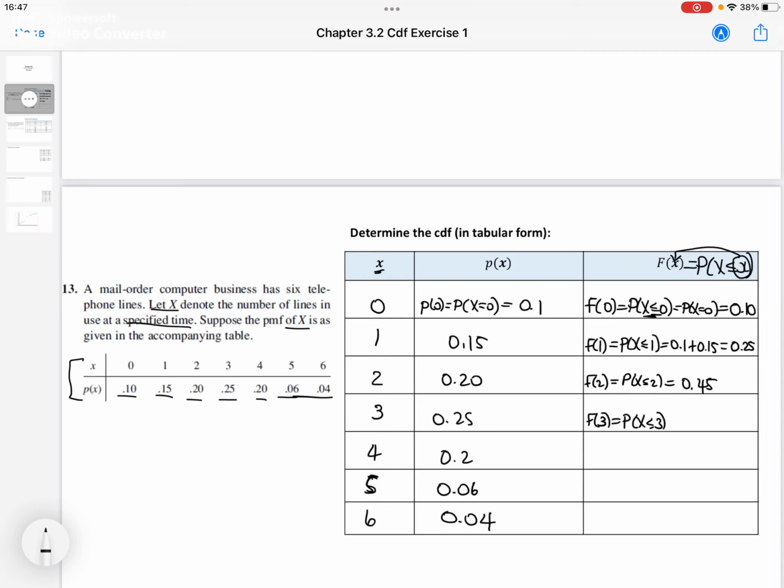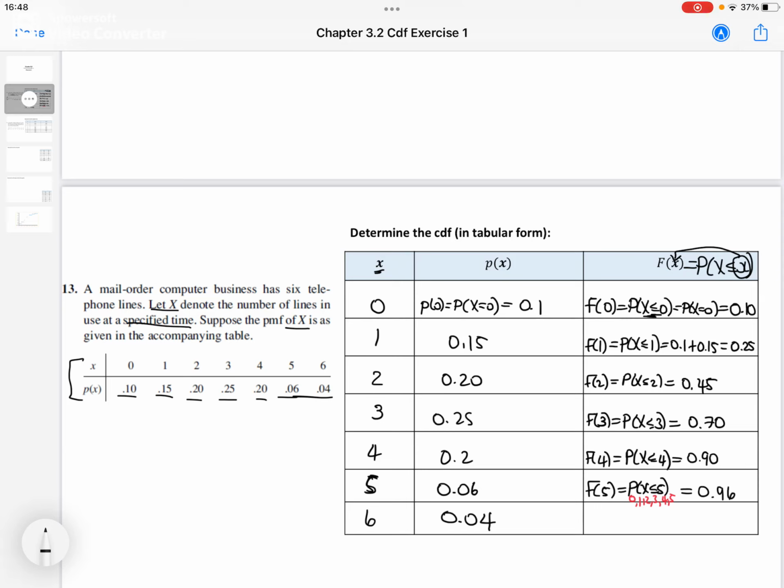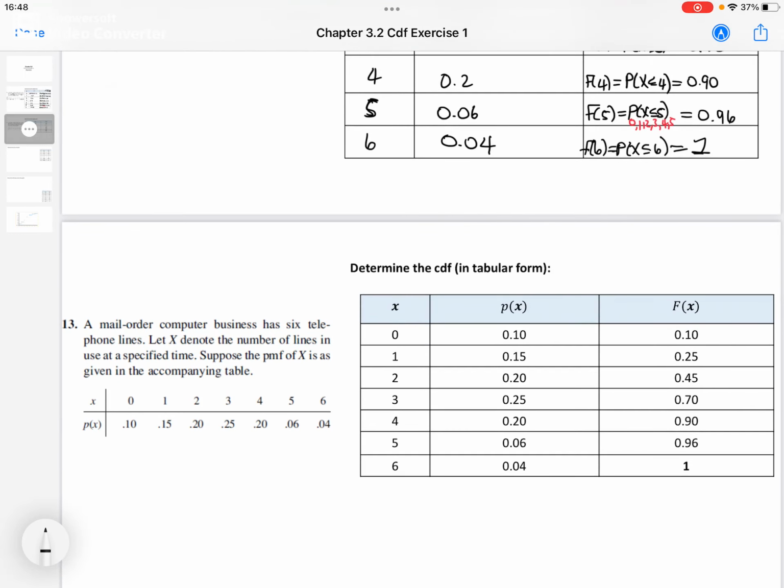Now F3 is the probability that X is at most 3, and that is equal to the summation of 0.1 plus 0.15 plus 0.2 plus 0.25, so that probability is 0.7. F4 is the probability that X is at most 4, and that is equal to 0.9. F5 is the probability that X is at most 5. Which values of X are less than or equal to 5? It's X equal to 0, 1, 2, 3, 4, and 5. That probability adds up to 0.96. And F6 is the probability that X is at most 6, which is just the sum of all probabilities, and it adds up to 1. Cool, so now we have the CDF in table form.